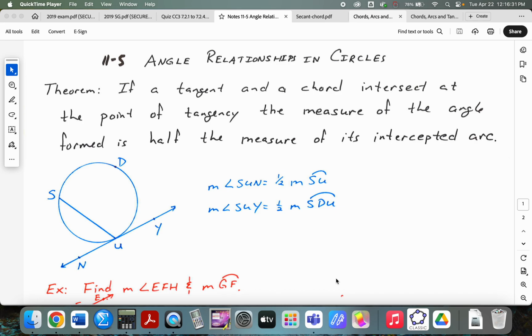Let's try this again. Today we're going to be continuing to talk about angle relationships as they apply in circles. We're going to do several different theorems today.